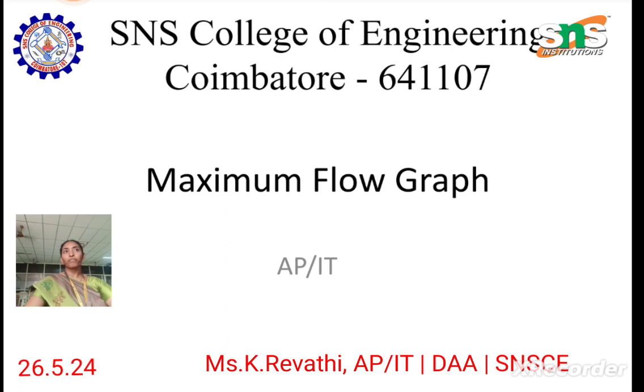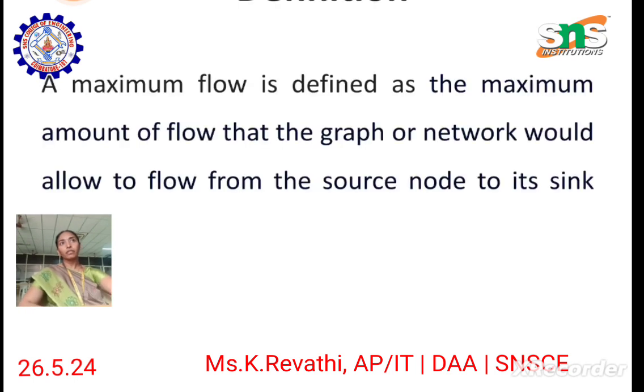In the maximum flow problem, we have a directed graph with a source S and a sink node T, and each edge has a capacity that represents the maximum amount of flow that can be sent through it. The goal is to find the maximum amount of flow that can be sent from the source node S to the sink node T while respecting the capacity constraints on the edges.